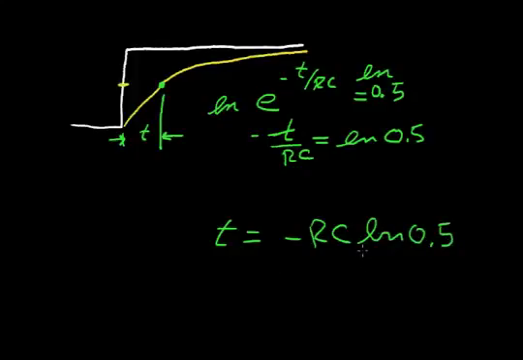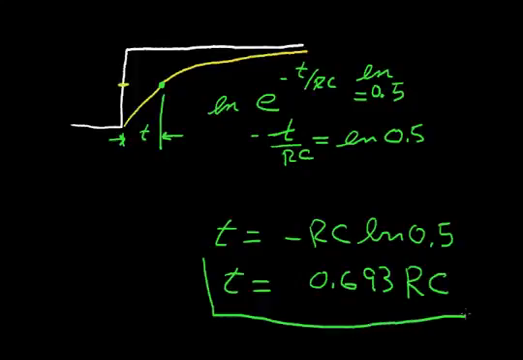So if I take the natural log of 0.5, that comes out minus 0.693, and minus times the minus gives us a plus, so this is 0.693 RC. So the time to get halfway up the waveform is 0.693 times RC, which is a useful value to remember.